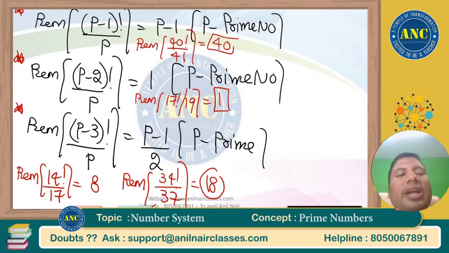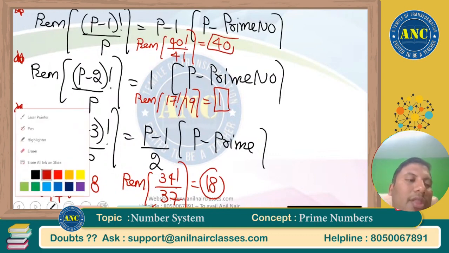Directly you can do it. In case you probably forgot this concept, we will go step by step. (P minus 1) factorial by P is P minus 1. (P minus 2) factorial by P is 1. (P minus 3) factorial by P is (P minus 1) by 2. Now see here.